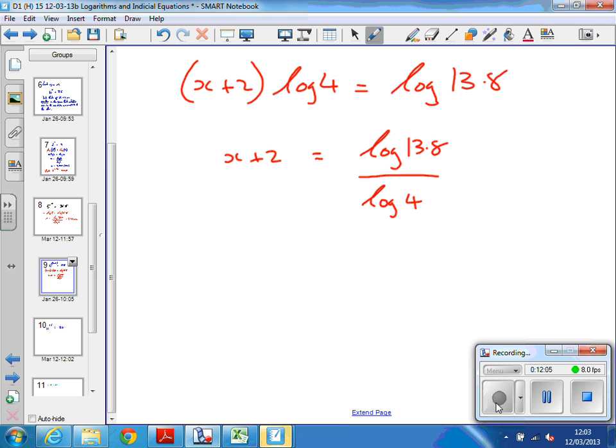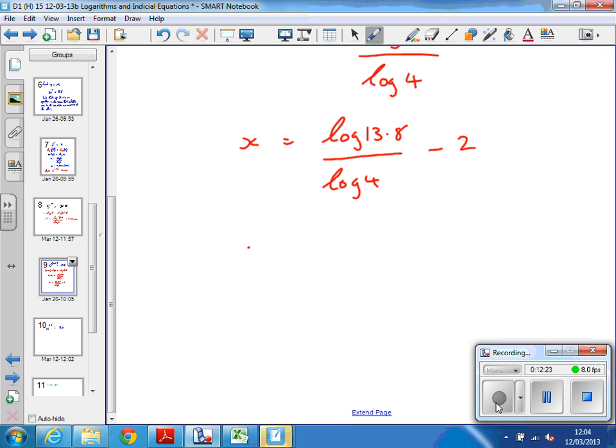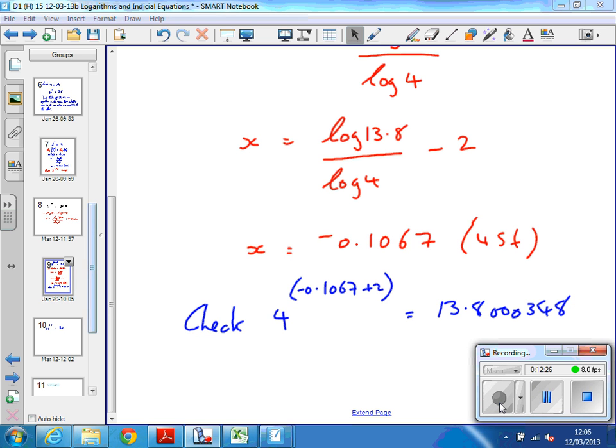X has got 2 added, so subtract 2 from both sides. X turns out to be log 13.8 over log 4 minus 2. So now I can do that in one hit on the calculator using the fraction button, and I get x to an appropriate number of significant figures. So x turns out to be negative this time, negative 0.1067. So to check, 4 to the power minus 0.1067 plus 2 turns out to be pretty well exactly 13.8.